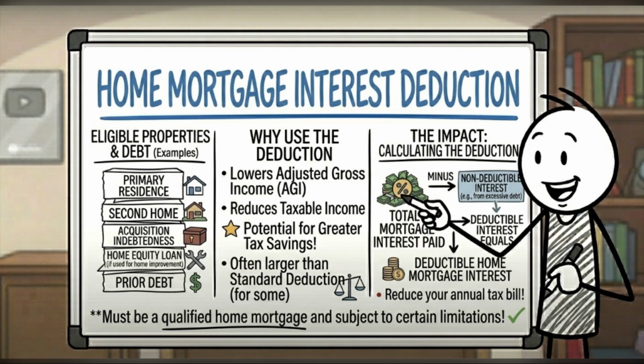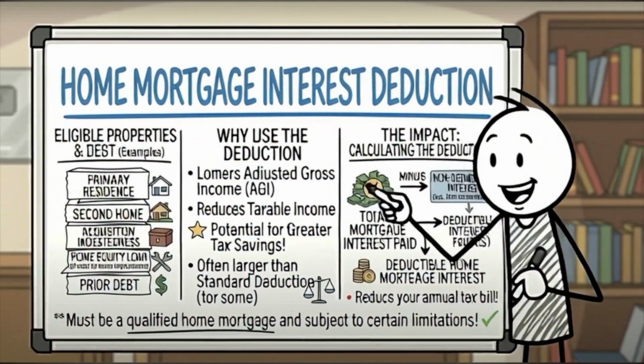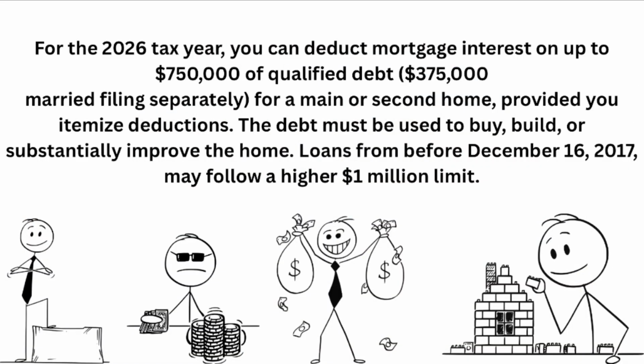Home mortgage interest deduction. Home mortgage interest deduction allows homeowners to deduct interest paid on qualifying home loans. It was introduced to promote homeownership and stimulate the housing market. Only the interest portion of your mortgage payment qualifies, not the principal. There are limits on the amount of debt eligible for this deduction. For many homeowners, especially in the early years of a mortgage when interest payments are higher, this deduction can meaningfully reduce taxable income.